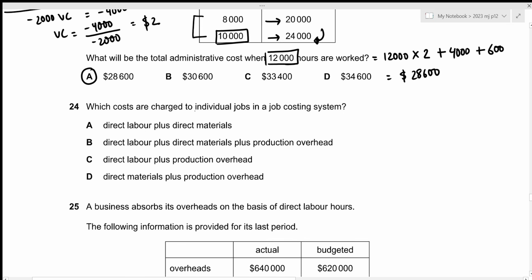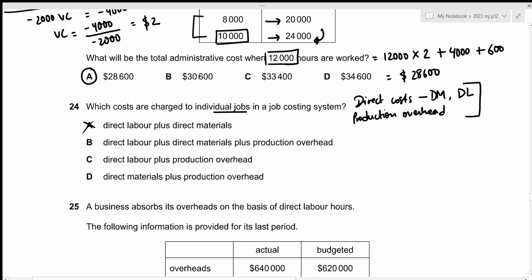Which costs are charged to individual jobs in a job costing system? Okay, so we need to include all of our direct costs. So this includes both the direct material as well as direct labor. Then we also need to include the production overhead cost. So we're looking for these three costs. For A, that's direct labor plus direct materials. It does not include production overhead, so this is incorrect. For the second one, we have direct labor, direct material, as well as production overhead, which is the cost that we're looking for. That's the correct answer.